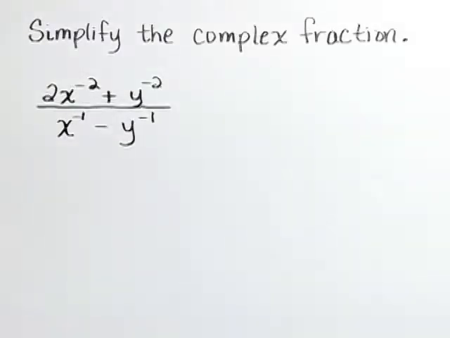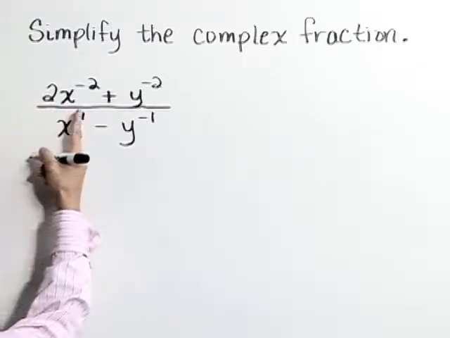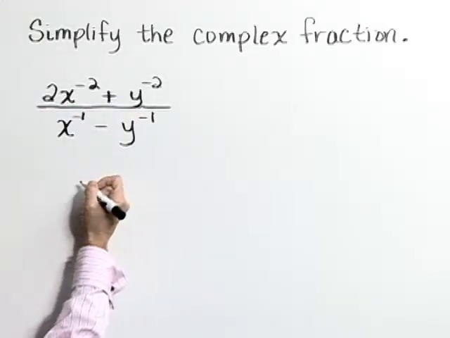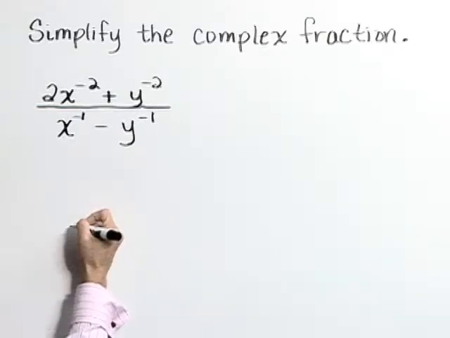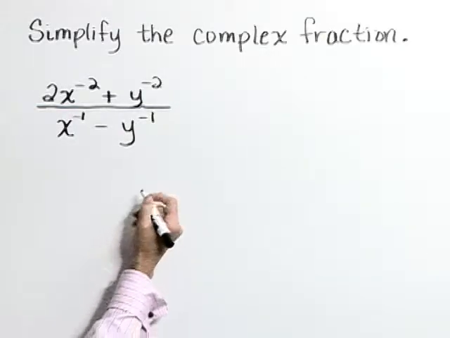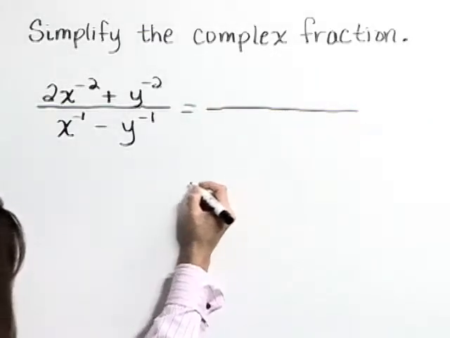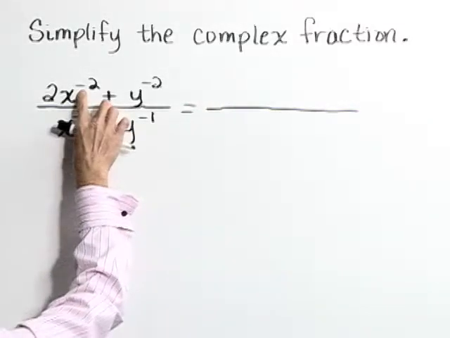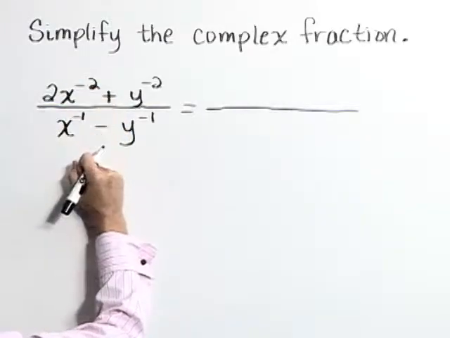Simplify the complex fraction. In the numerator, we have 2 times x to the negative 2 plus y to the negative 2 over, in the denominator, x to the negative 1 minus y to the negative 1. Now, let's start by taking care of those negative exponents. Remember that a negative exponent is going to flip that value into its denominator.